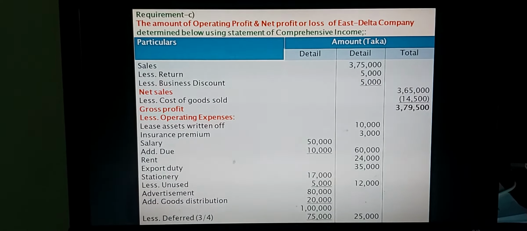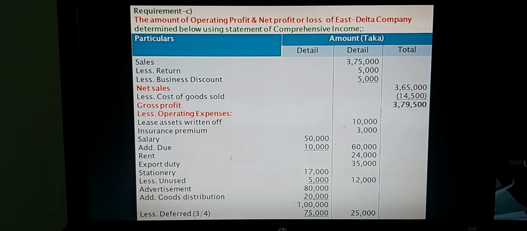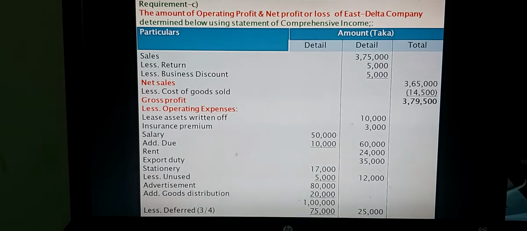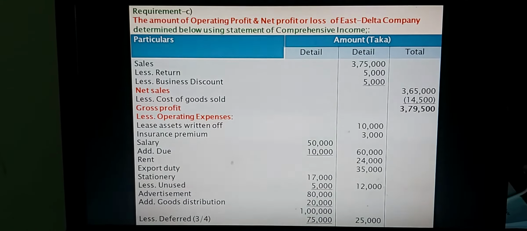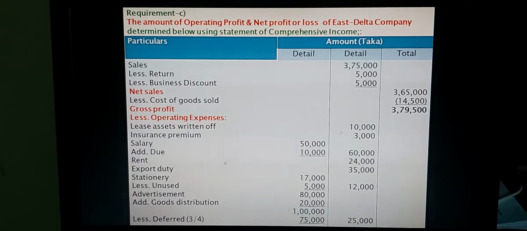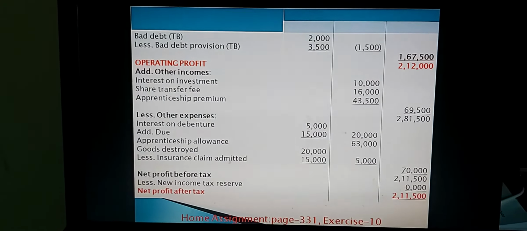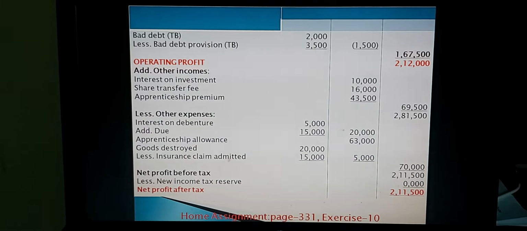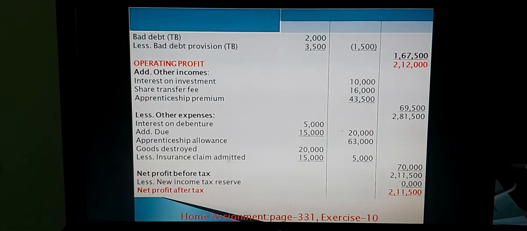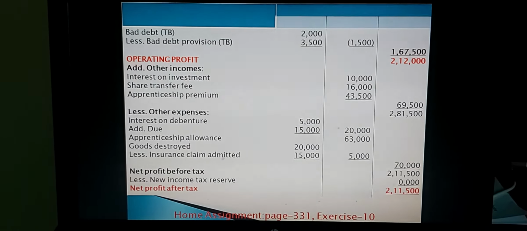Dear students, I think you are writing in your copy properly and listening very carefully. Now you can go to the next page for remaining items of income statement.